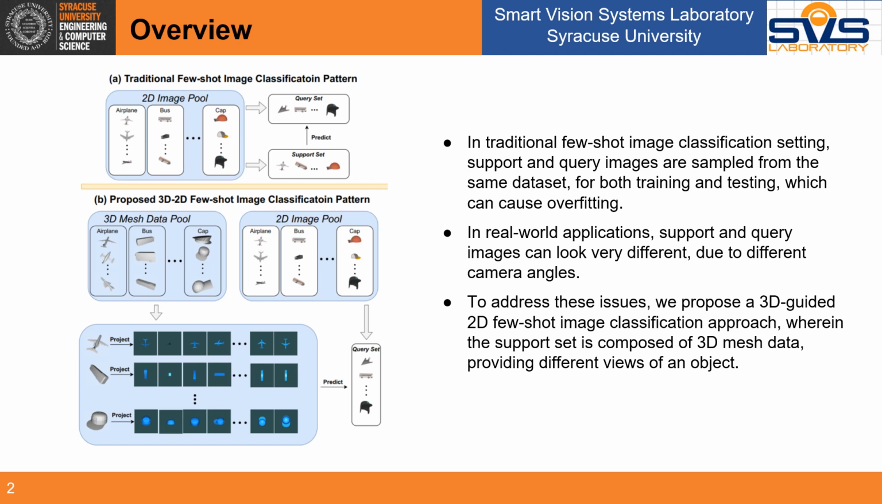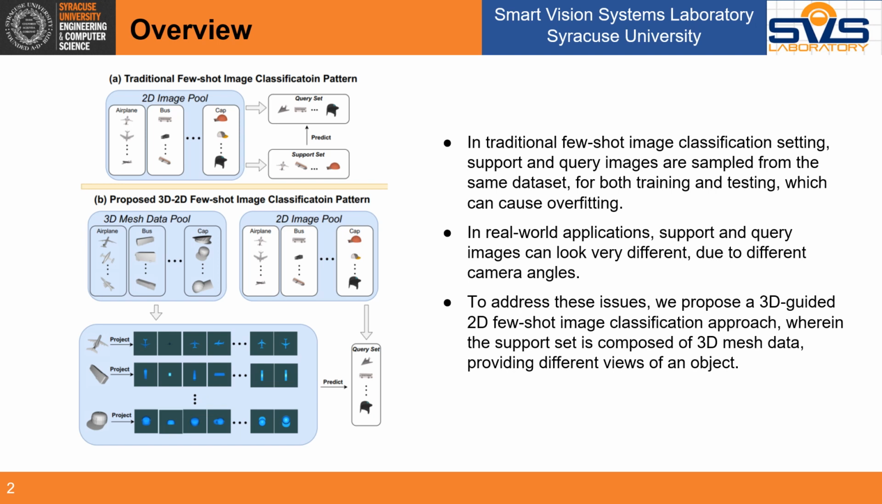In the traditional visual image classification, the support images are randomly picked from the database, and the support images may look very different from the current image due to the different capturing angle. In these cases, even for humans, it's very hard to successfully match them.